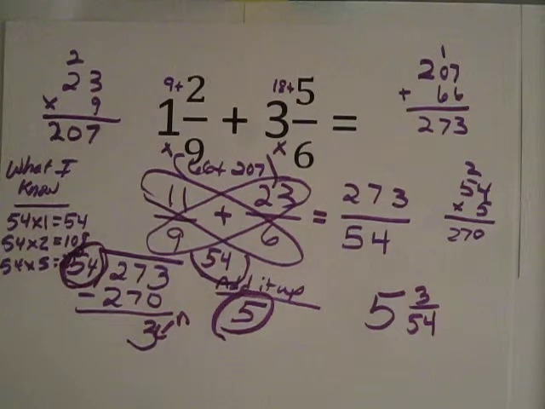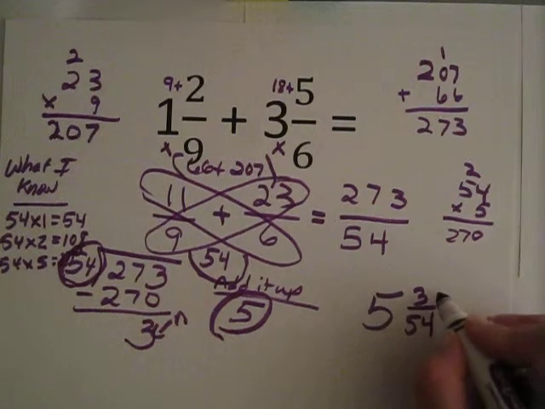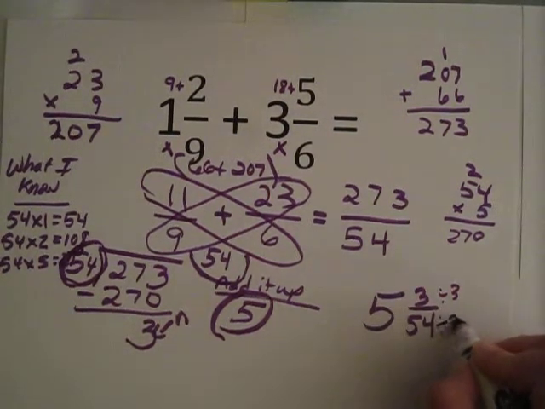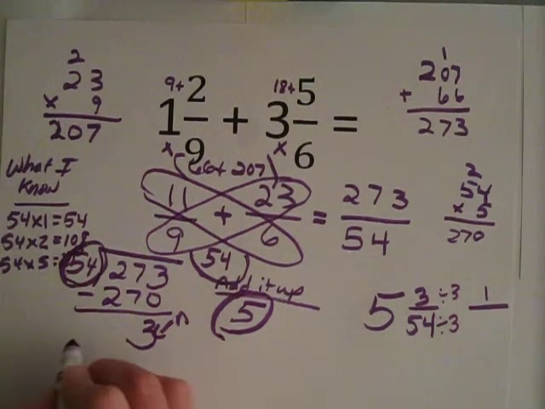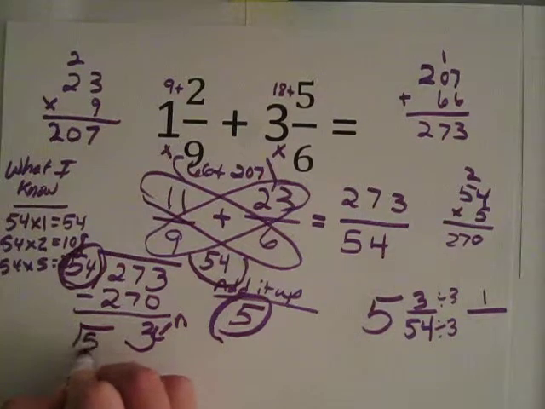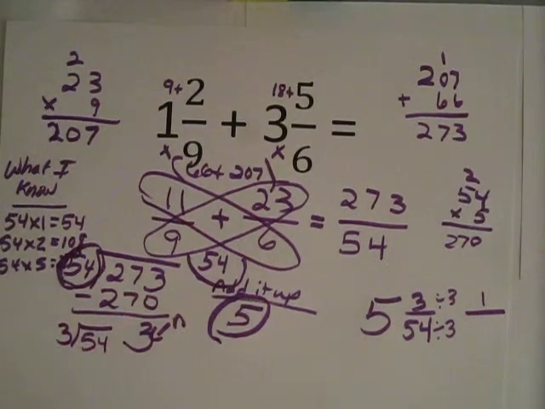Now I can reduce that. I can divide both the numerator and the denominator by 3. So if I divide these both by 3, I get 1. And if I divide 54 by 3, well, I need to do out that division. I need to do another partial quotients. A lot of work with partial quotients today.